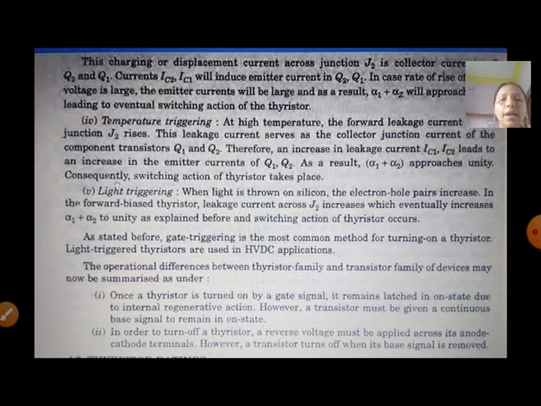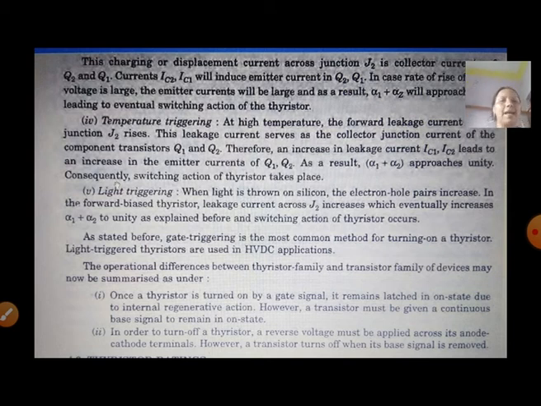Clear? Again, in order to turn off the thyristor, a reverse voltage must be applied across its anode and cathode terminals. So to turn off a thyristor, we need to apply reverse voltage across anode and cathode. After applying reverse voltage, what happens? Anode current decreases up to the level of holding current, and then the thyristor will turn off. But in case of a transistor, what happens? In the transistor family, a transistor turns off when its base signal is removed.